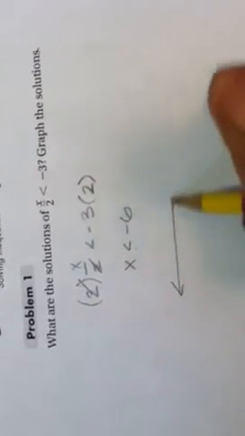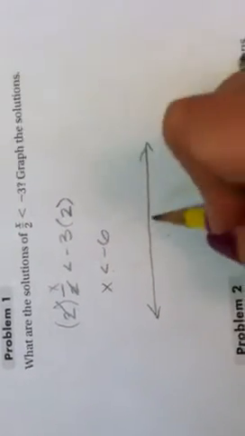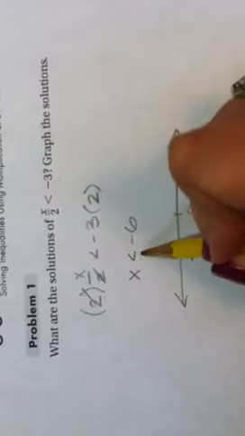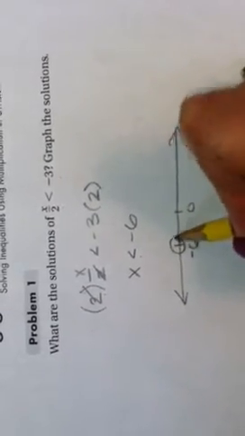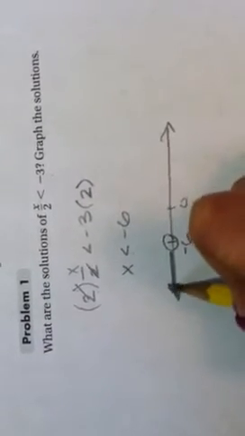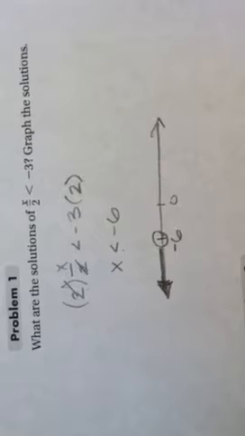Now I'm going to graph my solution. When I graph on the number line, mark 0, and we're going to mark negative 6. Because this is less than, it's going to be an open dot, and less than means to the left on the number line. And so this is how I'd graph my solution.